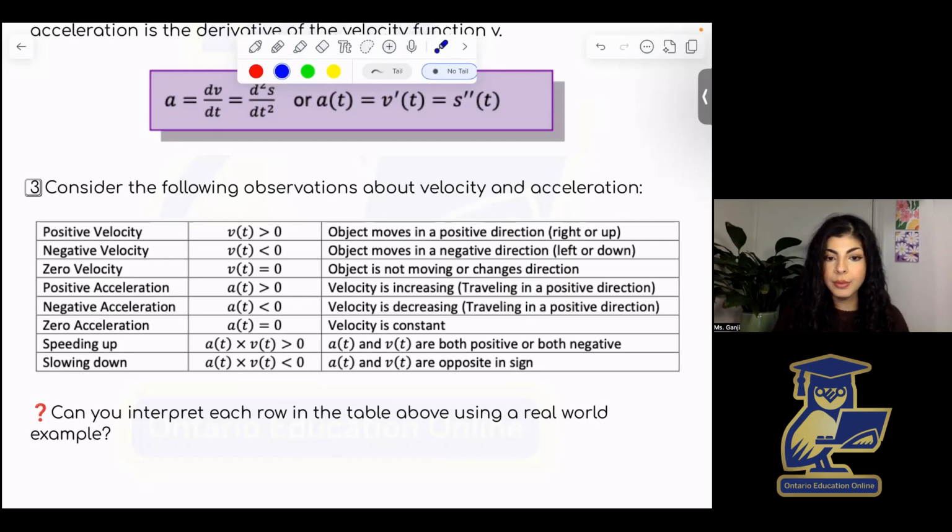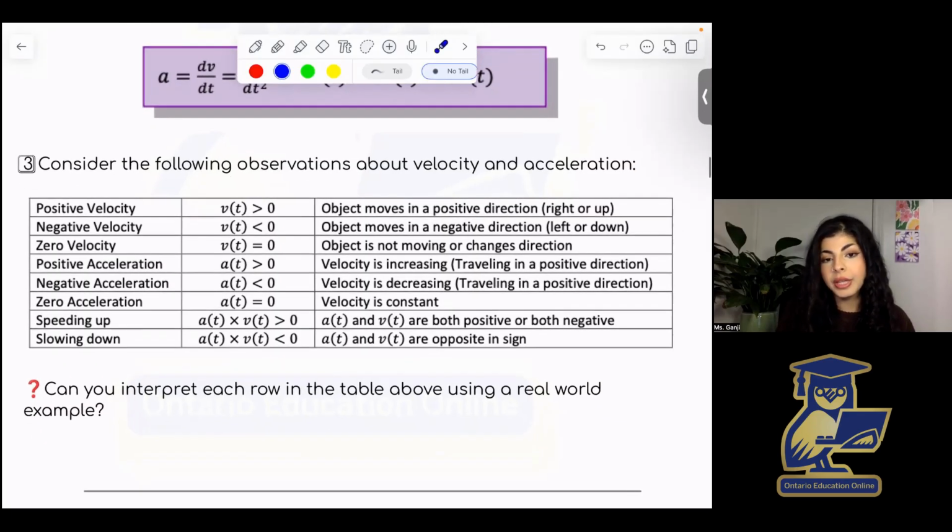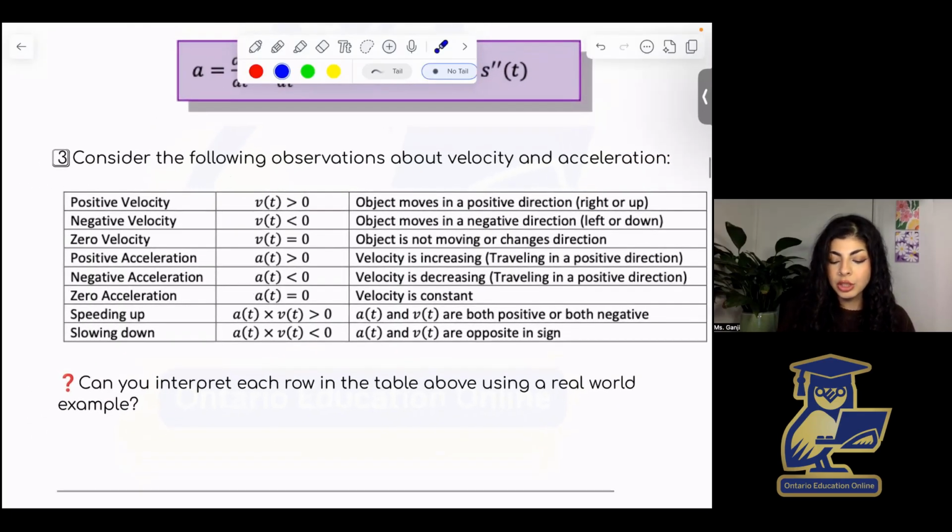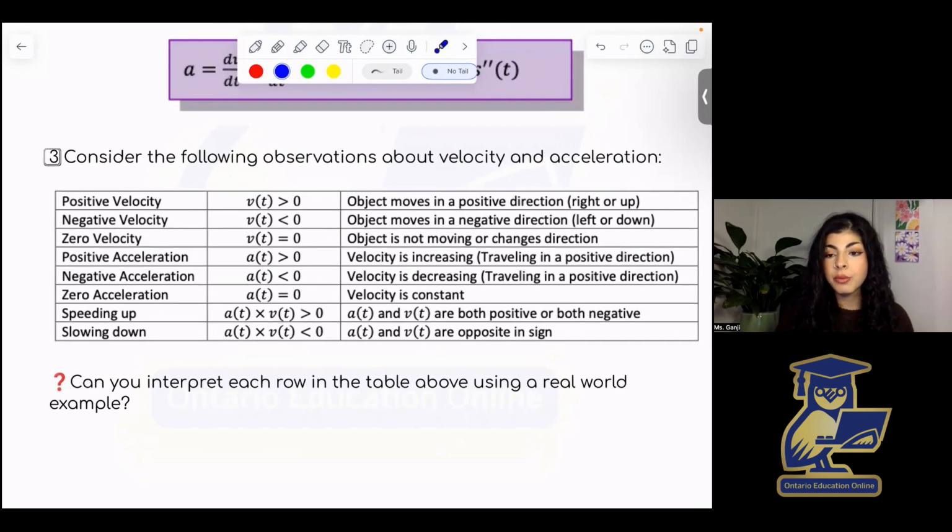Now, I want you to think of some real world examples, other than the ones maybe mentioned just now. Consider maybe movements of rockets, cars, any moving object, and how we might be able to apply some interpretations from this table to those examples.